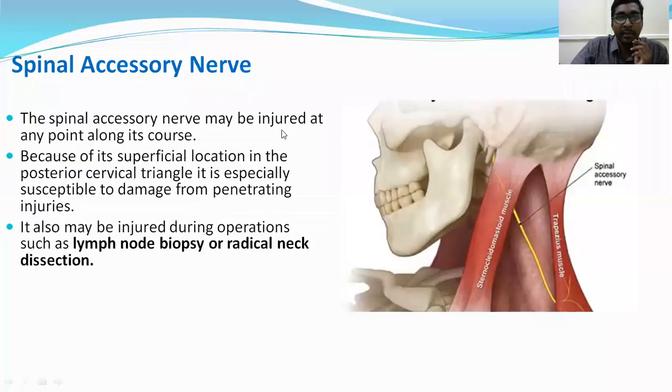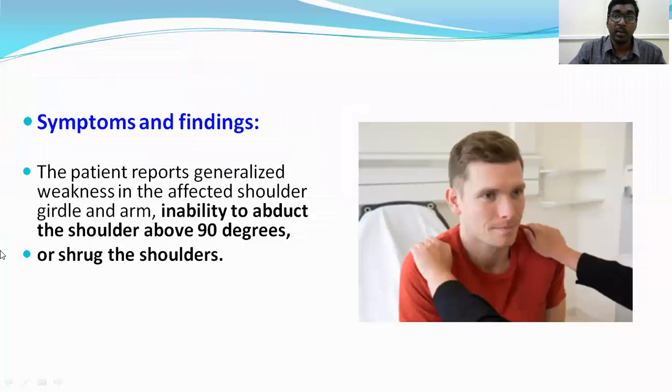The spinal accessory nerve may be injured at any point in its course because of its superficial position in the posterior cervical triangle. It is especially susceptible to damage from penetrating injuries. It may also be injured in cervical lymph node biopsy and radical neck dissection.